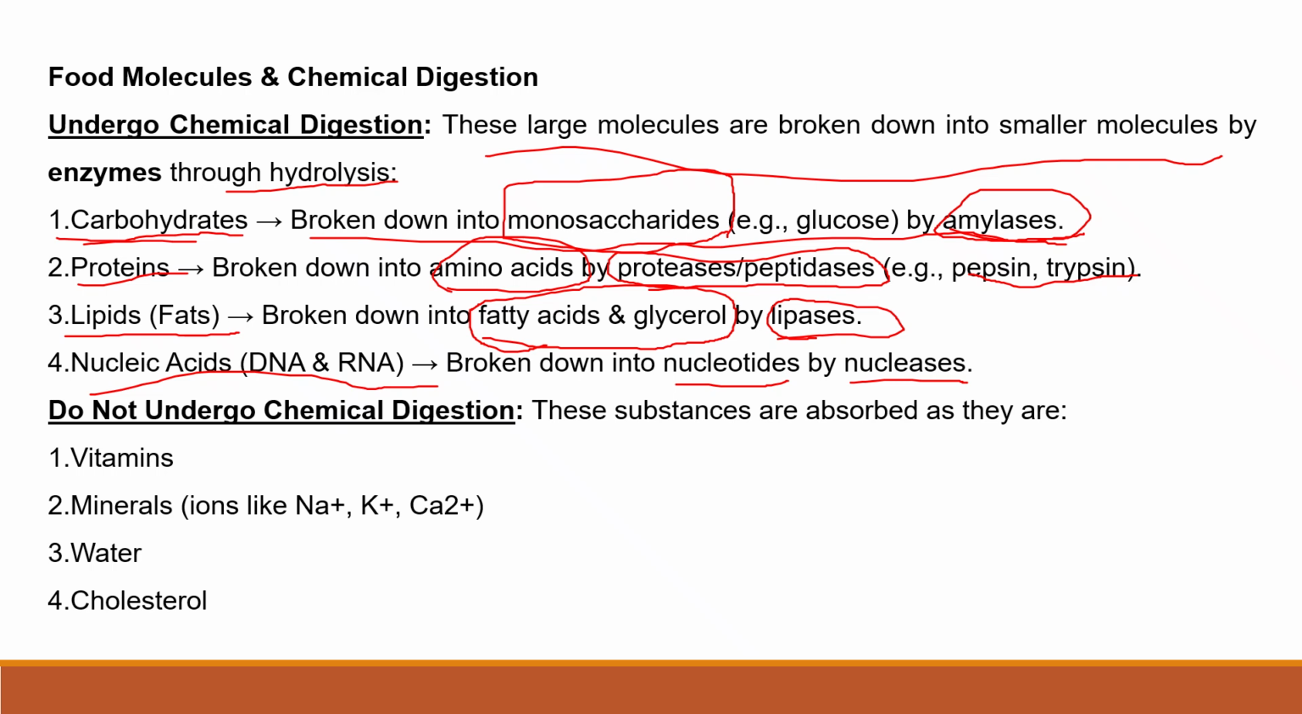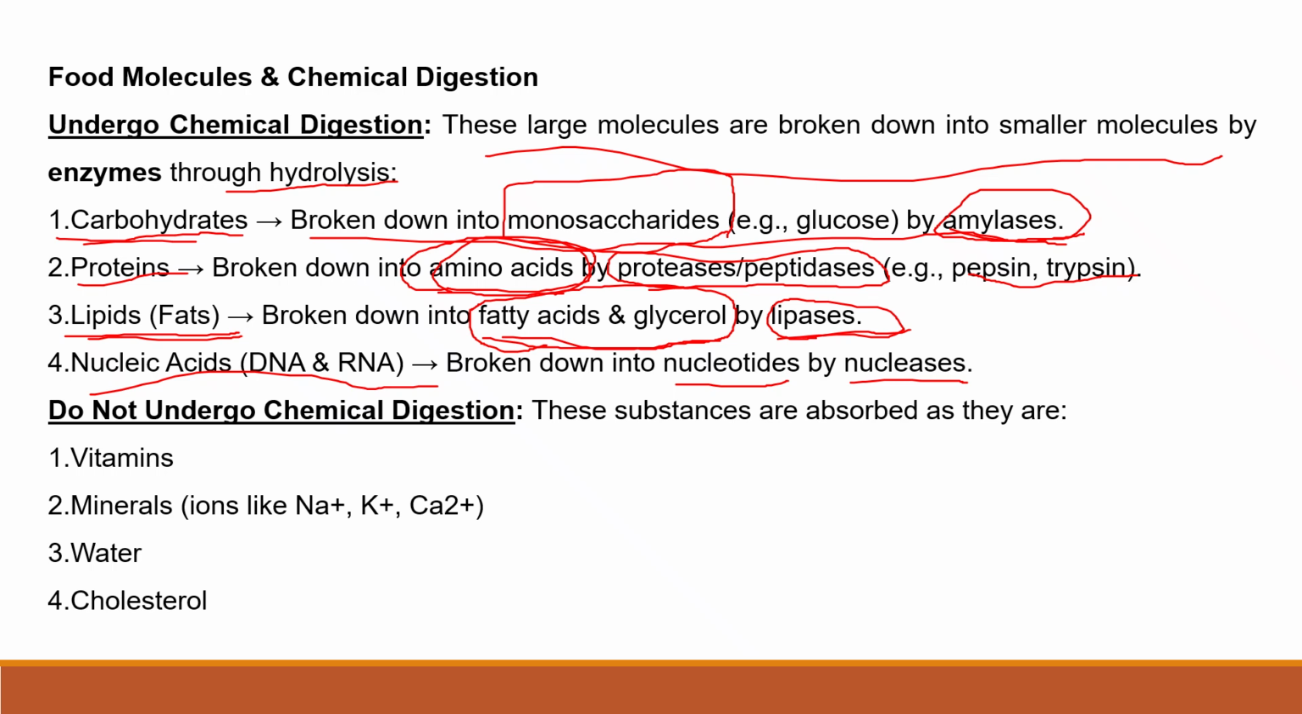And the proteins will undergo the hydrolysis process with the help of pepsin or trypsin, and it will break down into amino acids. Fats will form fatty acids and glycerol with the help of lipases enzyme, and nucleic acids will break down into nucleotides with the help of nucleases enzyme. The enzymes' names you need to remember.